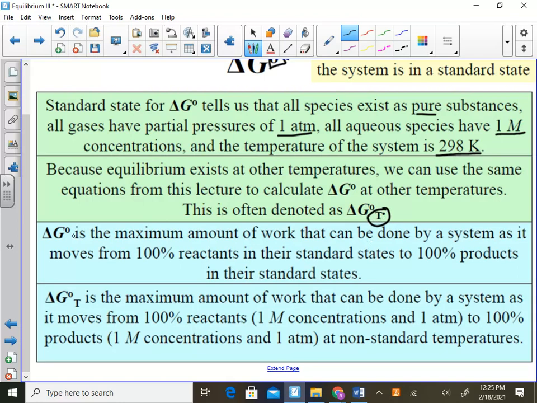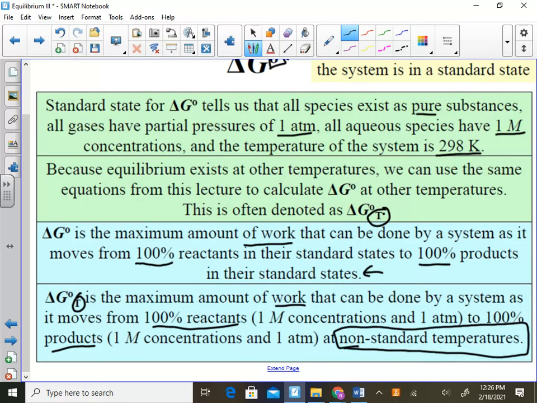And so delta G naught is the work that can be done by a system as it moves from 100% reactants to 100% products in their standard states. So the delta G at a temperature is when you are finding the work that can be done as it moves from reactants to products at those non-standard temperatures. And so that's what that little degree symbol stands for. And whenever you see a temperature down there, that's why that's written there.